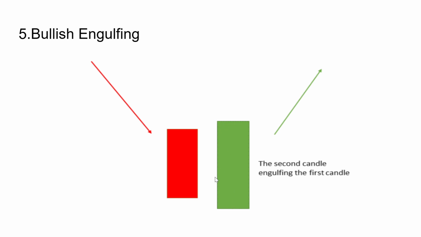That is called engulfing. Means this green candle totally covers this red candle. So when you are seeing at the bottom this type of pattern formed, this is a multi candlestick pattern formed by two candles. So when at the bottom you can see this type of pattern formed, then again you can start the buying position.